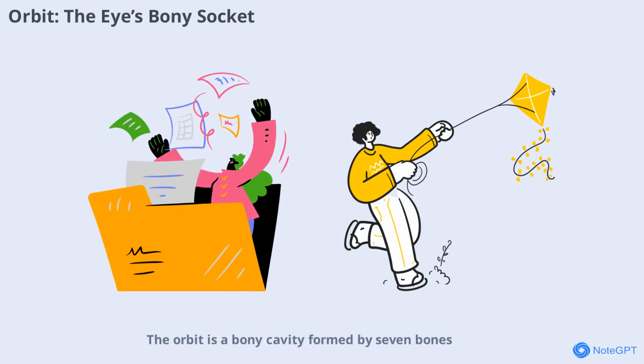Orbit is a bony cavity formed by 7 bones, providing protection and support for the eyeball and its associated structures. The orbit's walls vary in thickness, with the lateral wall being the strongest and the medial wall the thinnest. The orbital cavity contains fat, muscles, nerves, and blood vessels, all essential for eye movement and function. The proximity of the orbit to the sinuses means that infections can sometimes spread to or from the eye.